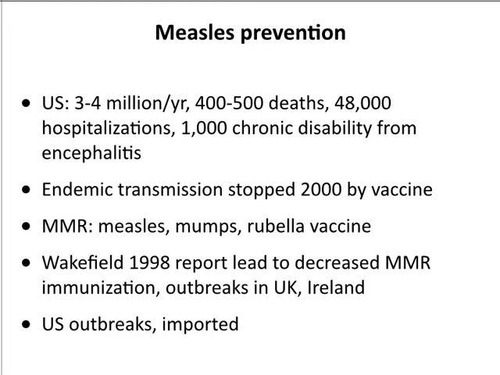Now, at one time in the US, these were the numbers for measles: 3 to 4 million infections a year, 400 to 500 deaths, 48,000 hospitalizations, and 1,000 kids every year chronically disabled from viral encephalitis. This is why we developed the measles vaccine. And by 2000, transmission was stopped. It's now given to kids as part of the measles, mumps, and rubella vaccine. It's 3 different viruses at once.